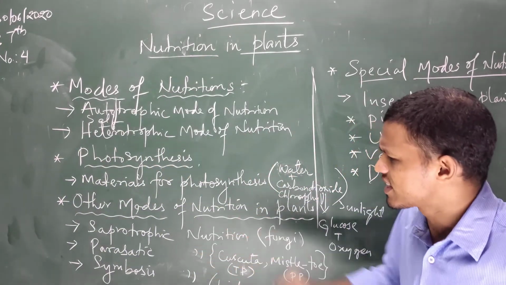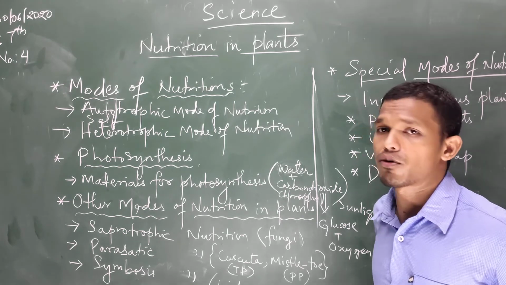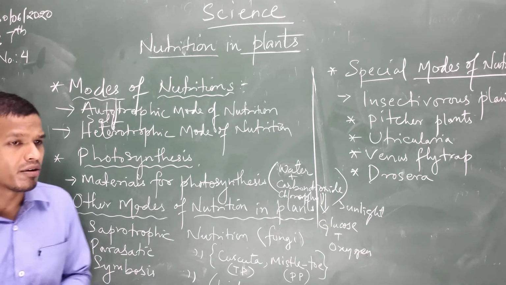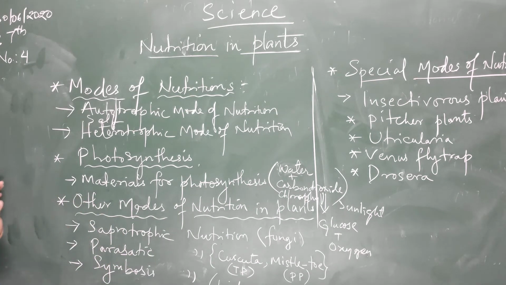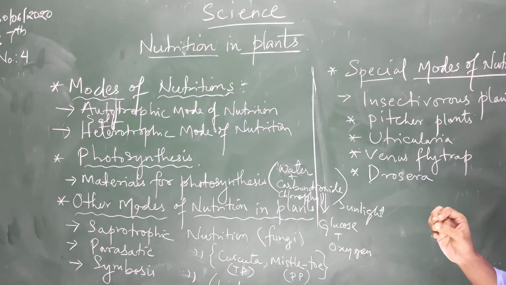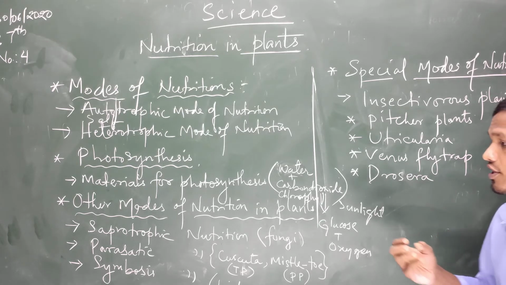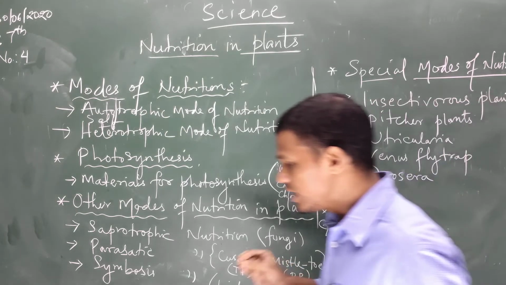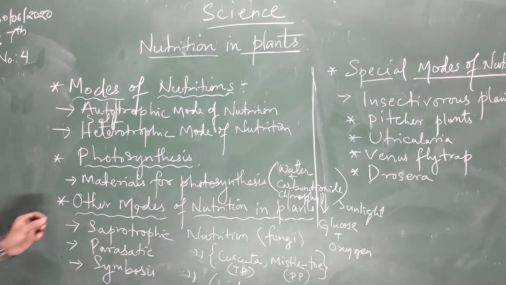So what is saprotrophic nutrition? Saprotrophic nutrition means, for example, you have seen in rainy season, in rotten wood, patches of thread-like growth, umbrella-shaped, that is known as mushroom. You have seen it many times during rainy season, it appears. These mushrooms are known as fungi. They will be of different colors, but they are called tiny plants.